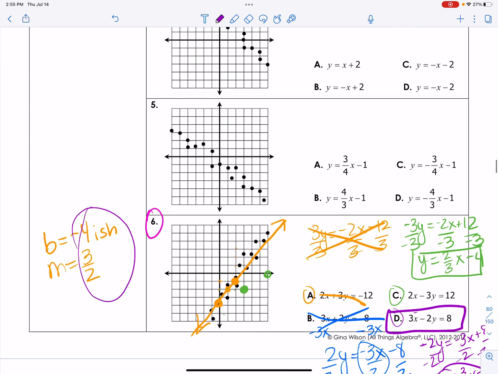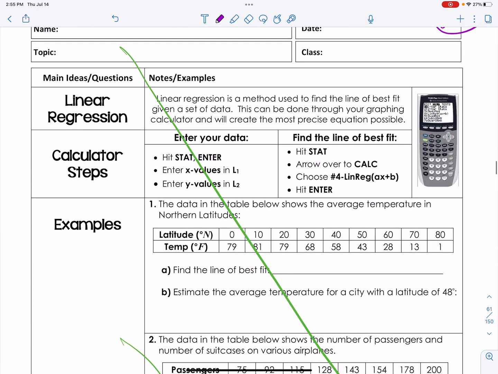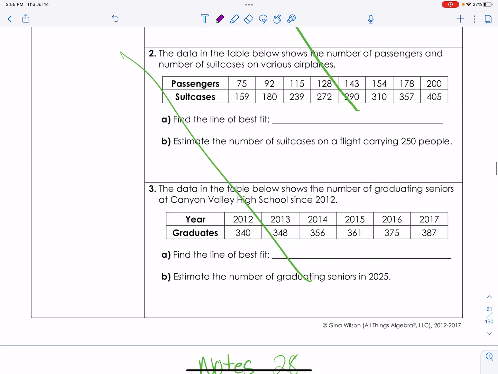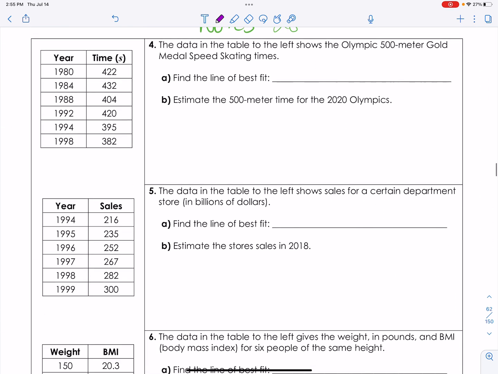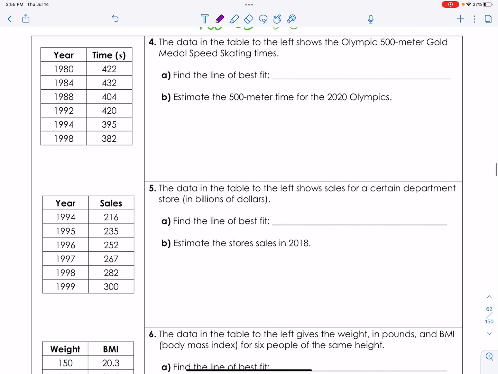All right, so there's a way on your calculator to do linear regression, and it will find the lines for you. But I just don't feel like that's going to be easy for you to do. So I'm going to teach you how to do this just on graph paper. So I gave you graph paper.